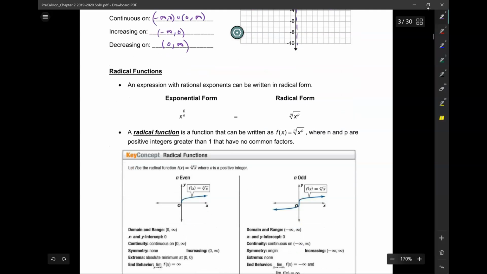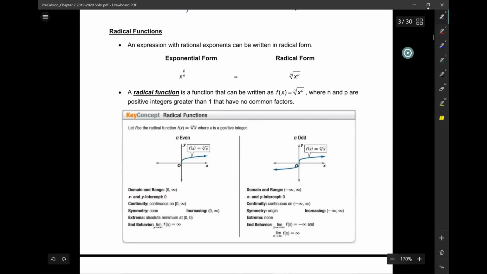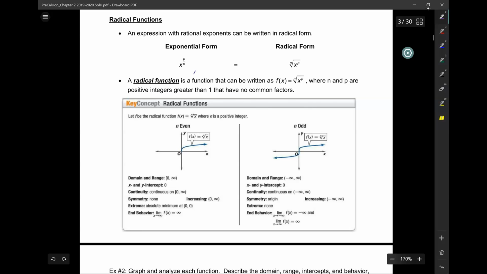Okay. So let's talk about some radical functions. Radical functions can be written in exponential form, right? So you have x to the power of p over n. And then the same thing can be written in radical form. So, for example, if I have x to the 3 over 2, that can be written as cube root of x squared, right?